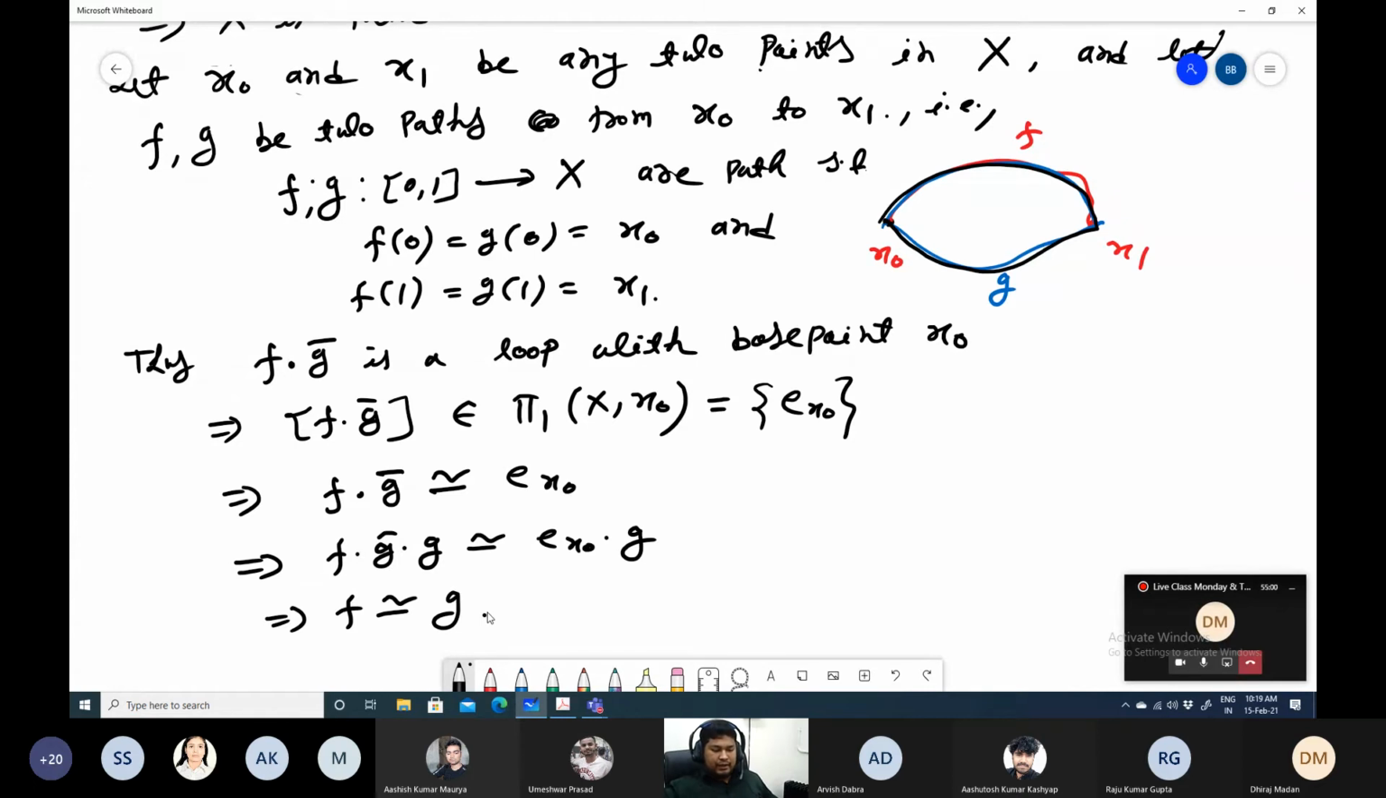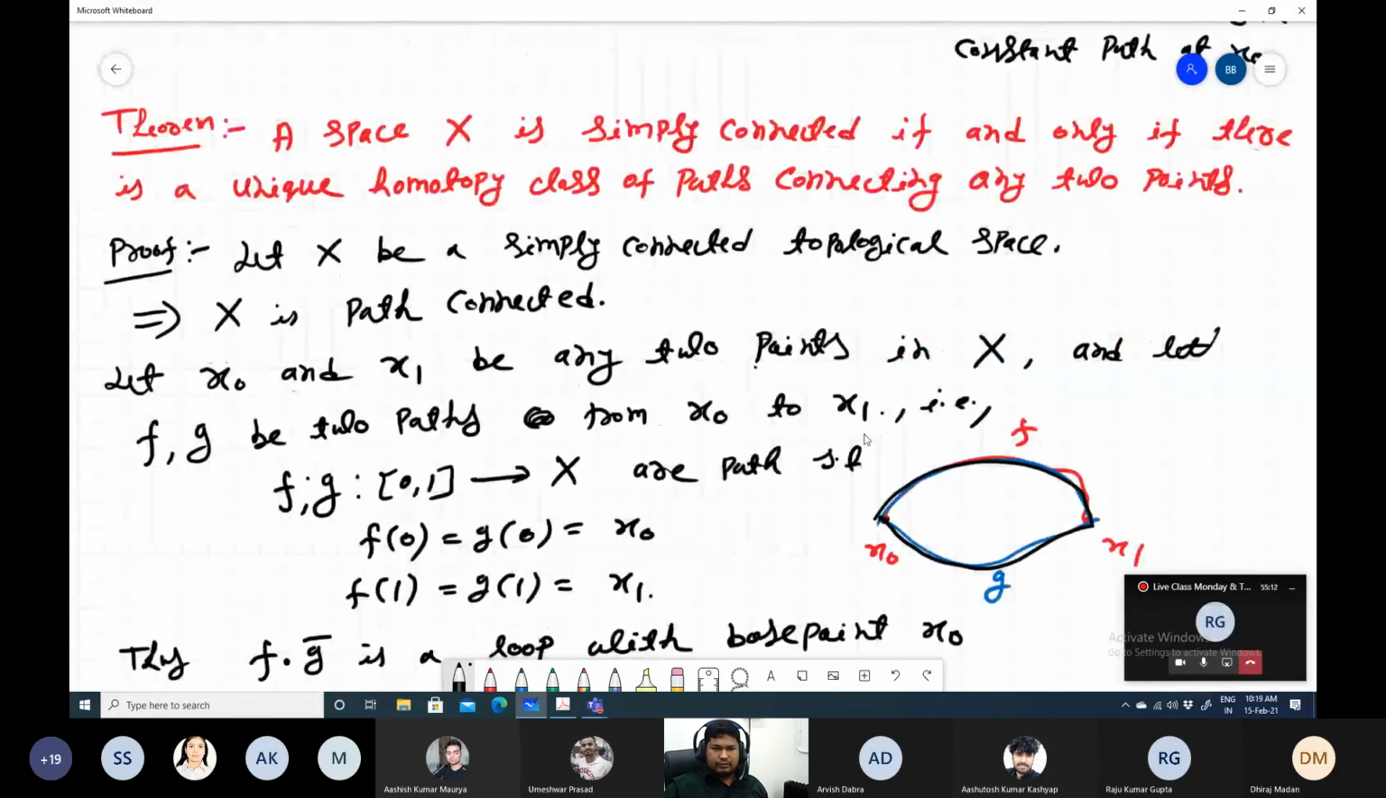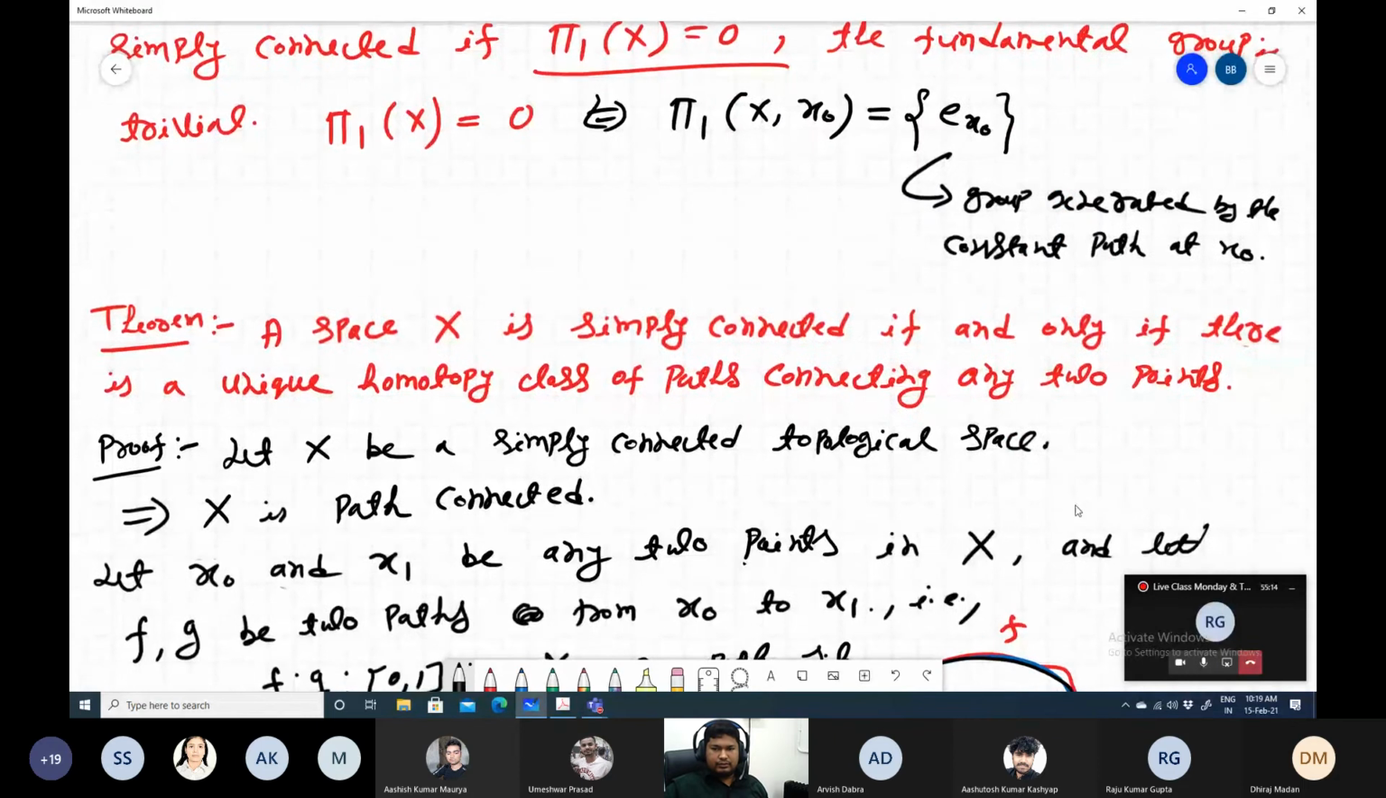Okay, now this part is done. Now we have to prove the other part. Now the other part is also simple. Now look at the statement. Now can you prove the other part?